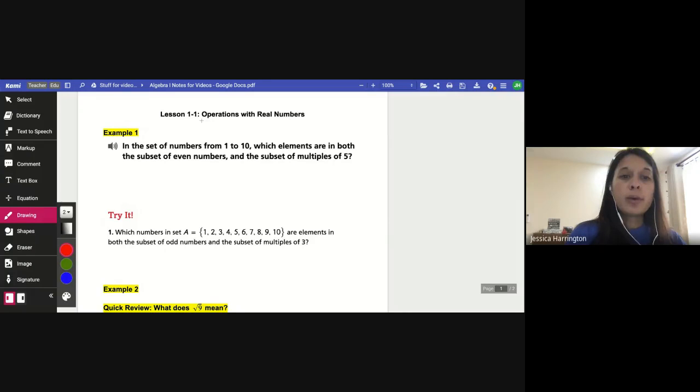So first we need to talk about what an operation is. Hopefully you guys can think of operations. Those are like adding, subtracting, multiplying, dividing, exponents, square roots. Those are all operations, right? And we're going to talk about operations with real numbers.